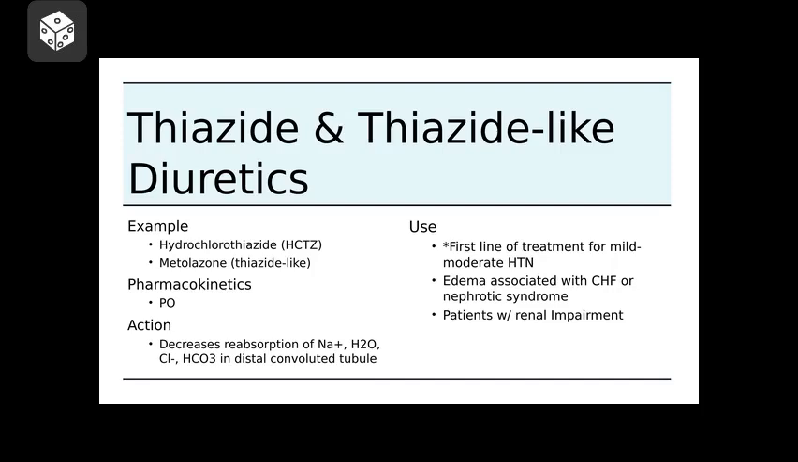These thiazide diuretics like hydrochlorothiazide are going to be the first line treatment for hypertension. They are also good for edema associated with heart failure or kidney disease. They can be used with some patients with renal impairment as well. They're not as hard on the kidneys as some of the other ones.